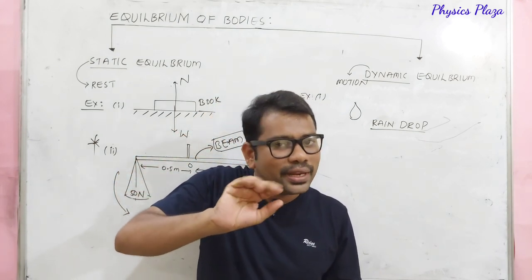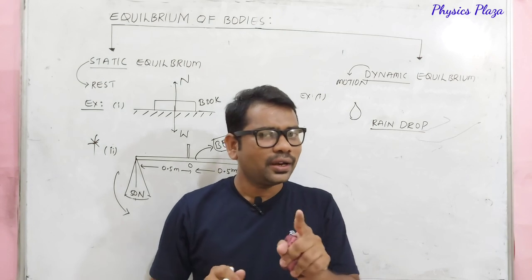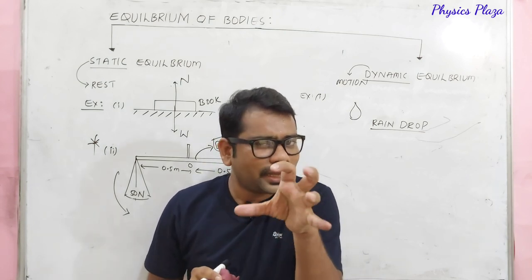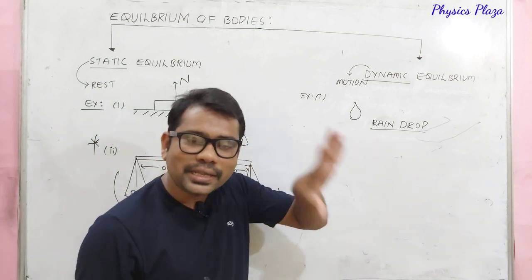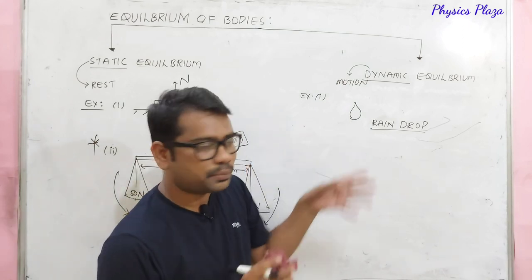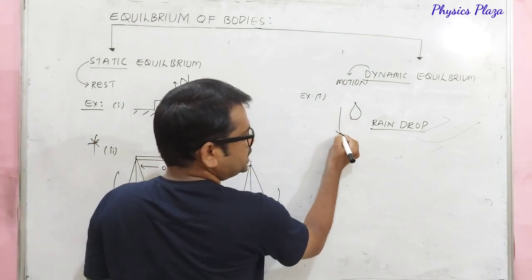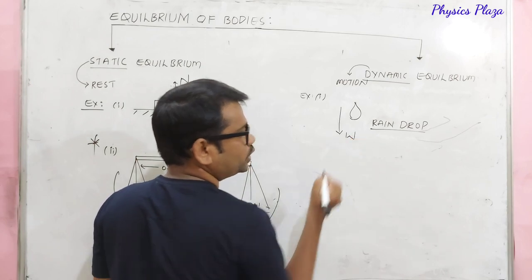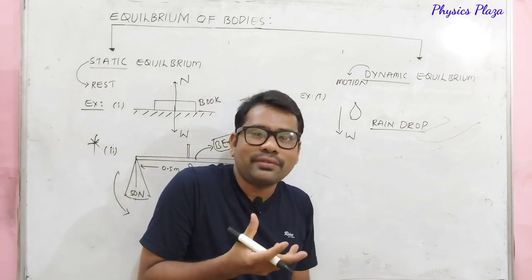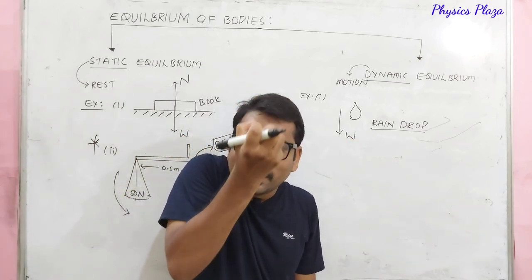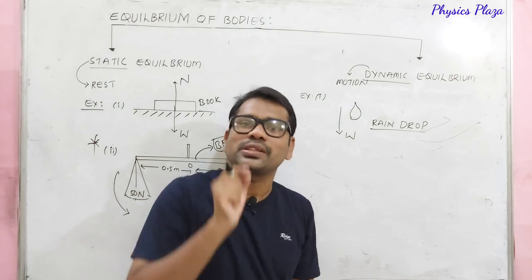Means there won't be any change in its velocity. But here, don't you think that a few forces are acting on this raindrop? Let us see what forces are acting on this raindrop. Obviously, its weight will be acting in the downward direction, no doubt about it. Due to the force of gravity, dear children, the raindrop is pulled by the earth. That is what we call weight.